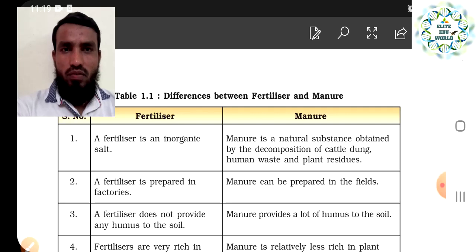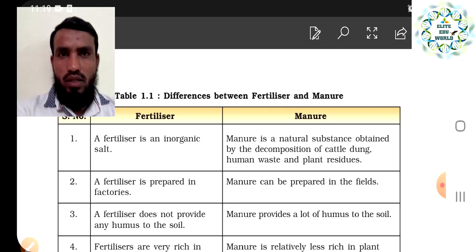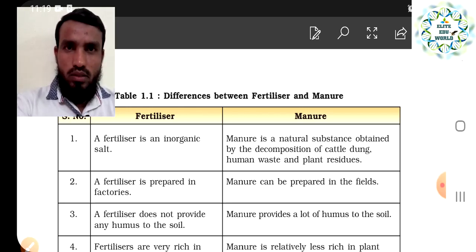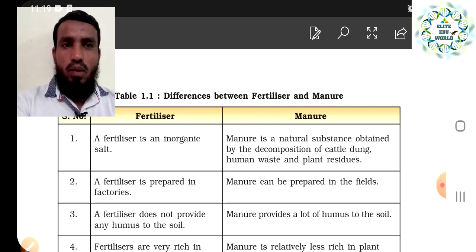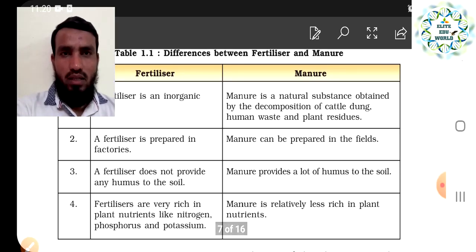So number one, we will see the fertilizers. Fertilizers are inorganic salts. Actually they are made in companies, made in factories, that is why they are inorganic salts. On the other hand, manure is a natural substance obtained by the decomposition of cattle dung, human waste and plant residues. So all this comes from natural substances, cow dung, remains of plants and animals. So it is made from all these natural things, that is why we can say this is natural, and fertilizers are artificial or man-made.